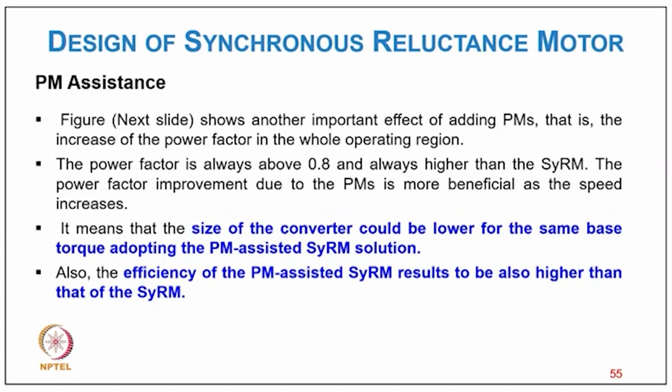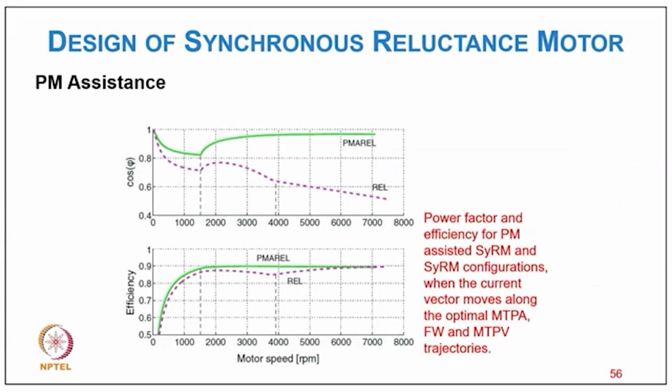It means that the size of the converter could be lower for the same base torque adopting the PM assisted synchronous reluctance motor solution. Also, the efficiency of the PM assisted reluctance motor is higher than that of the synchronous reluctance motor. And you can clearly see how the power factor is increased. I mean, probably in case of the synchronous motor at a speed of 6000 RPM, power factor is below 0.6. However, in case of PM assisted synchronous, it may be of the order of 0.98, and efficiency certainly has a reasonable improvement in the lower speed range.